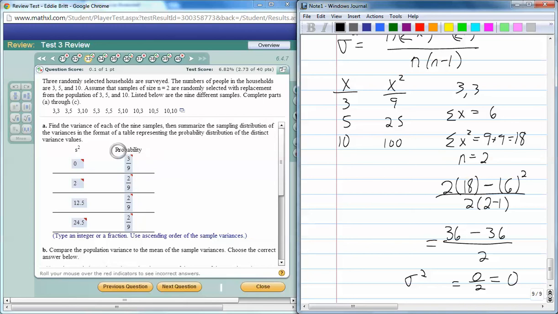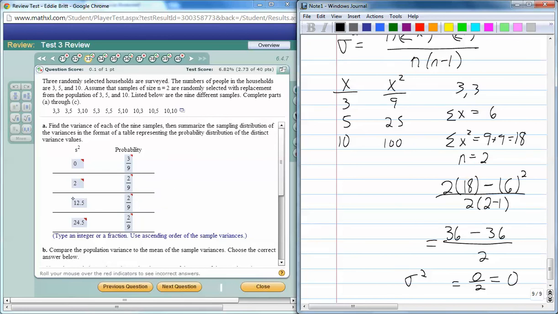Then to find the probability, you count up how many zeros do you have. There's 9 sets. If you find 3 zeros, the probability is 3 over 9, or 1/3. If you find 2, and then you look and you say, well, how many 2's do I have? How many of the sets' variance is equal to 2? You'll have 2 of those. That's why the probability is 2 out of 9.